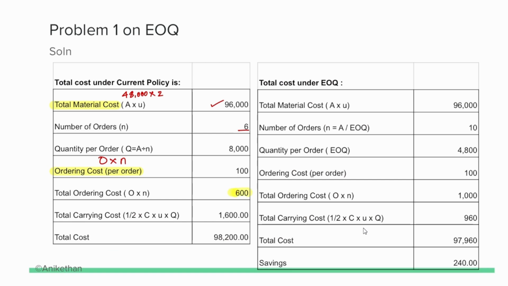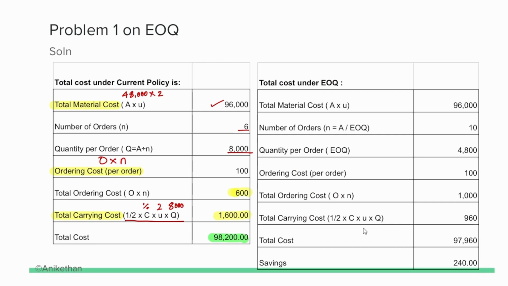Next is total carrying cost. How to calculate the total carrying cost? For that, you should remember this formula. Half into C, where C is nothing but the percentage, U is the unit rate, which is 2, and quantity. Quantity purchased per order. How much is purchased? Here you are purchasing 8,000 units. If you order 8,000 units 6 times, you will get the annual demand of 48,000. So that is 1600. If you total all of that, you are getting 98,200.